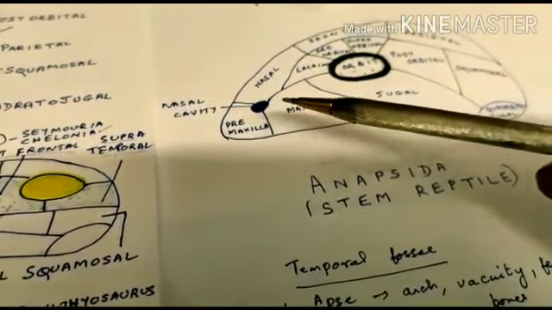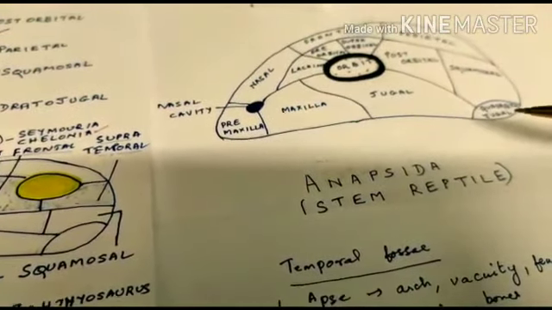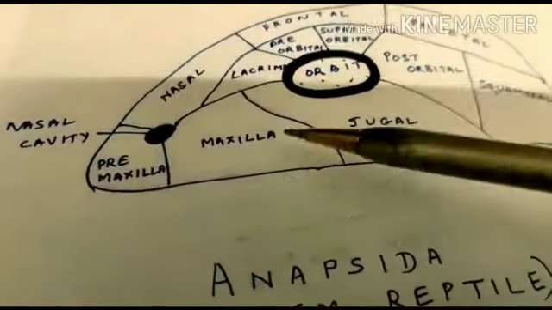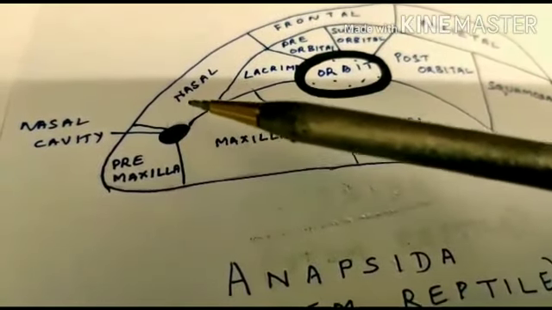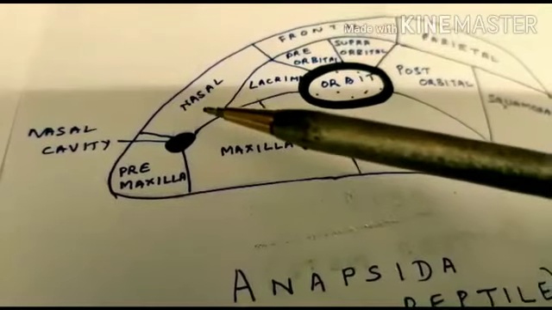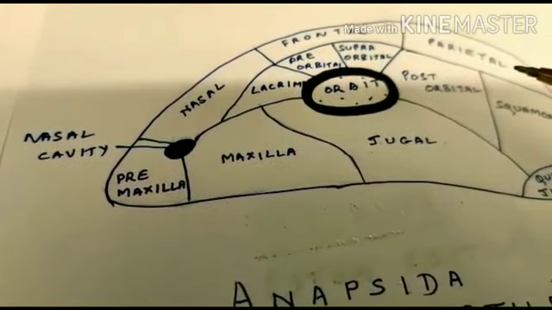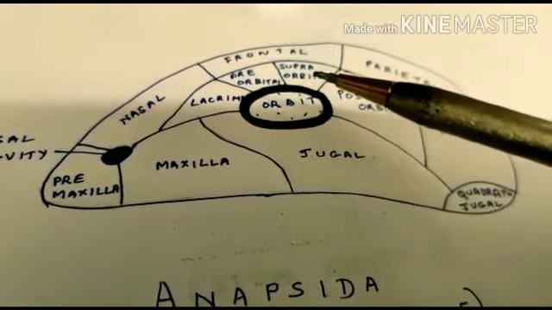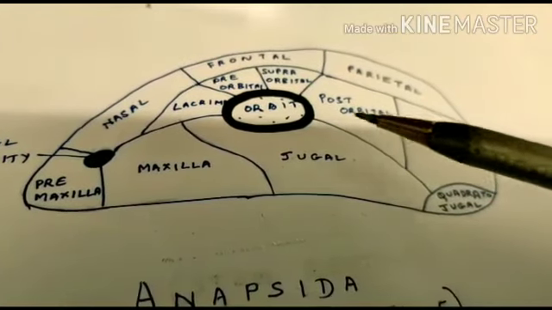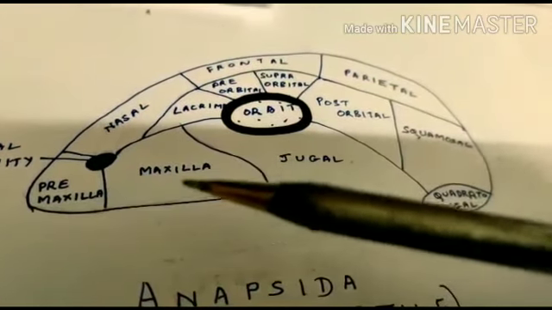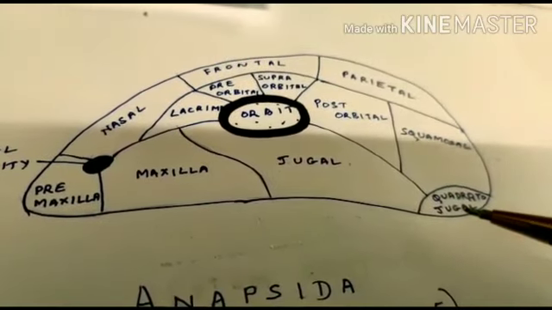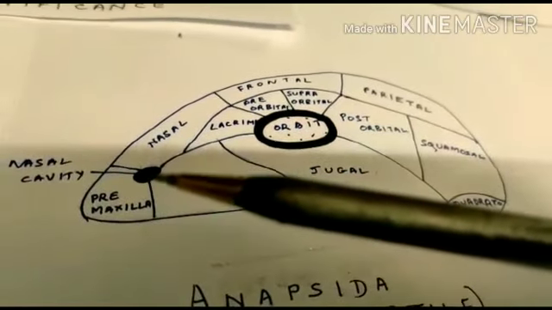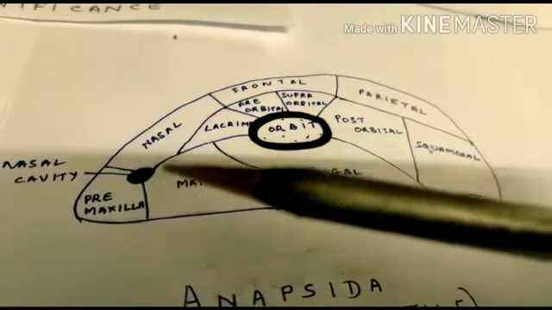Now let me take you through the bones. Now this is a typical reptilian skull. And this reptilian skull has bones in specific rows. Now this row, the topmost row, has 3 bones: nasal, frontal and parietal. And the middle row has lacrimal, preorbital, supraorbital, postorbital and squamosal. Thus there are 5 bones here. And premaxilla, maxilla, jugal and quadratojugal are present in the lowermost row. Apart from that, the orbit and nasal cavity are present in all the bones.